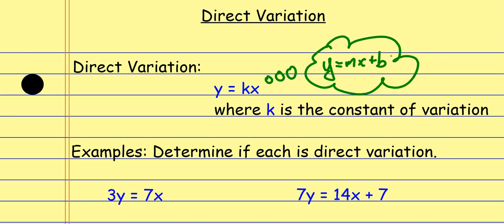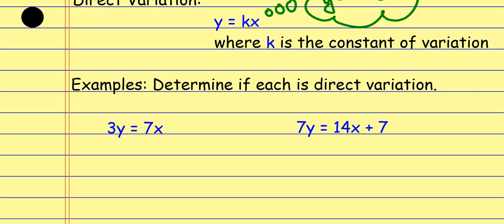It's basically the thing we're multiplying by in our equation. But that was the same thing as m. So again, think of it like y equals mx plus b. If we have a line that goes through the origin, it's direct variation. Instead of calling it m, we call it k. Instead of saying slope, we say constant of variation.